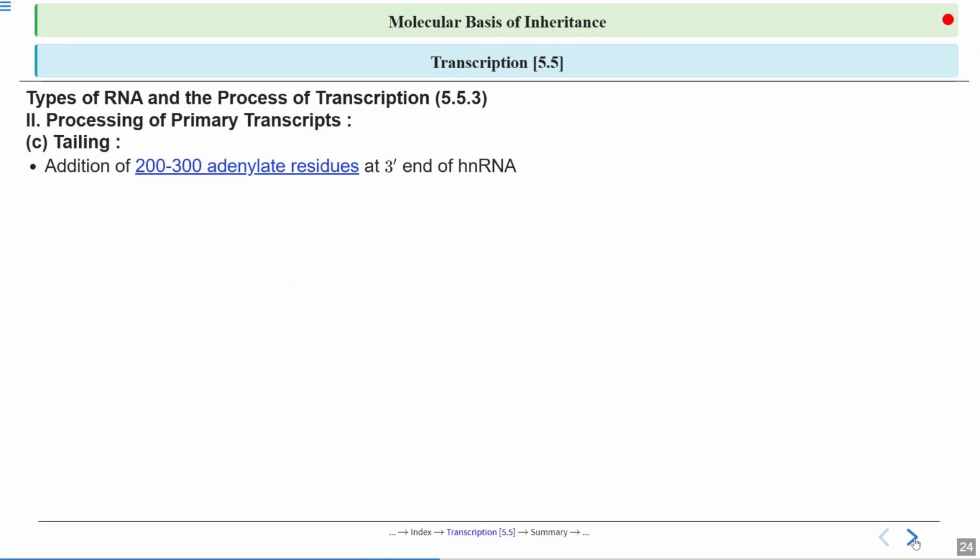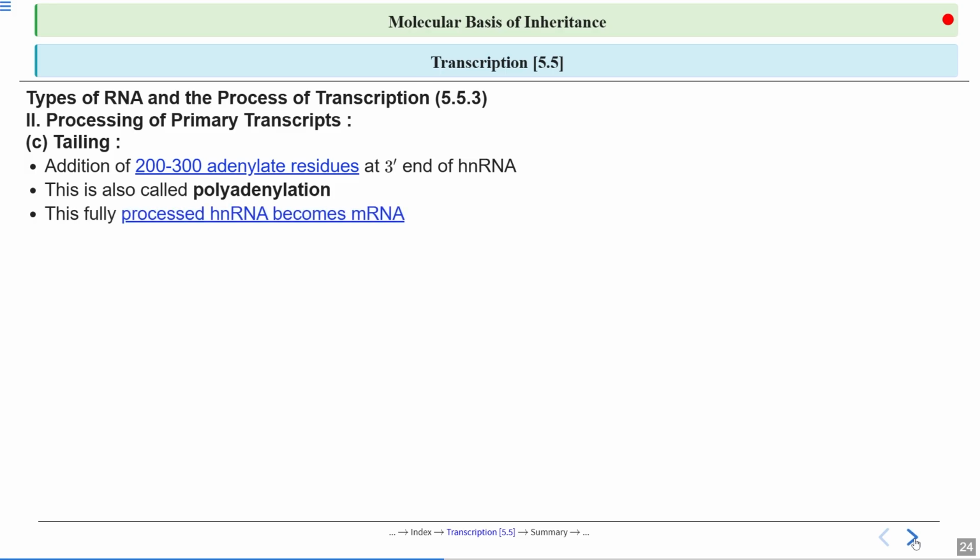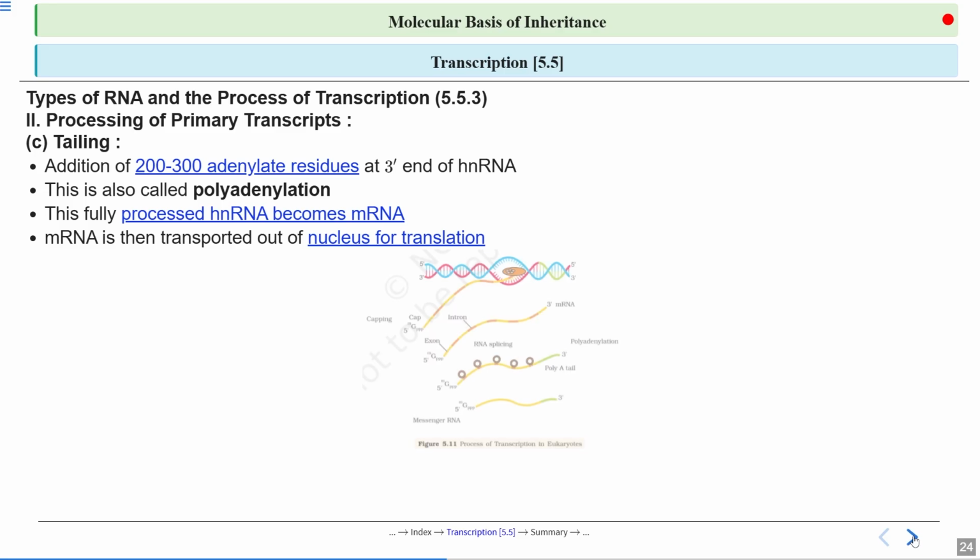Then addition of 200 to 300 adenylate residues happens at where? At the 3' end of hnRNA. This is also what we call polyadenylation. This fully processed hnRNA becomes what? mRNA. mRNA is then transported out of the nucleus for what? For translation.